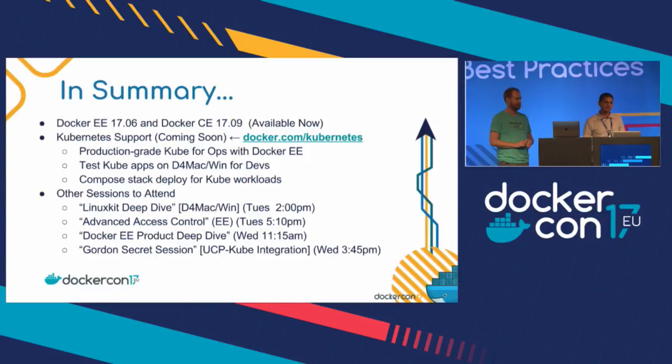If you want to learn more about advanced access control, such as RBAC for nodes and custom roles, check out the advanced access control session at 5:10 p.m. today. If you want a bigger overview of Docker EE as a product and a deep dive through the entire secure automated supply chain, my colleague Patrick Devine will give a talk at 11:15 a.m. tomorrow at the Docker EE product deep dive. And finally, if you want an architectural overview of how we built the UCP Kubernetes integration and get into the guts of it, go to the Gordon Secret session, which closes out DockerCon at 3:45 p.m. tomorrow.